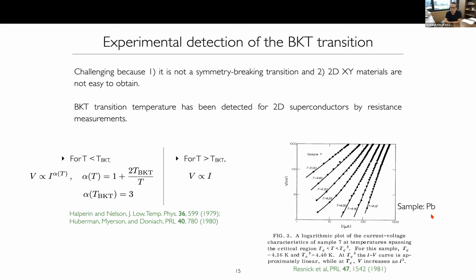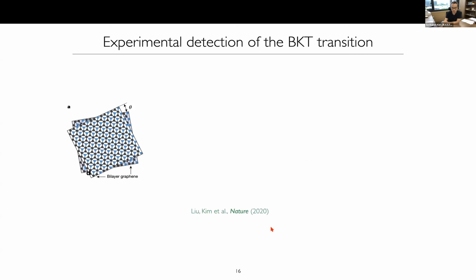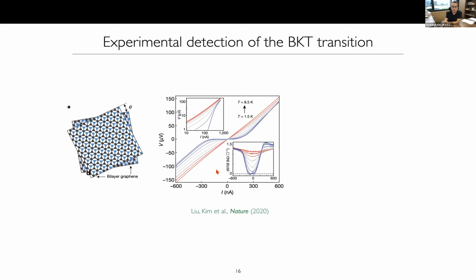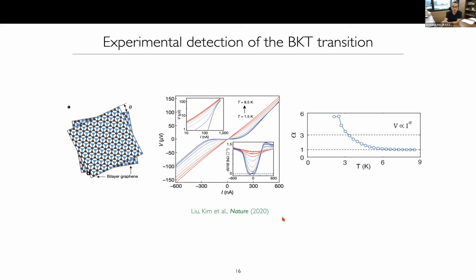So this is one of the experimental papers. The sample was Pb, and this is the IV curve in log scale, and these lines correspond to different temperatures: 5 Kelvin, 4.4 Kelvin, 4.61 Kelvin, 4.12 Kelvin. And there's a line where ln V is proportional to 3 times ln I. So basically, V is given by I to the cubed power, right? At this temperature, 4.16 Kelvin, is exactly when the BKT transition happens. That's how we can experimentally see the BKT transition temperature. The same technique has been used to detect the BKT transition temperature of bilayer graphene recently in this Nature paper.